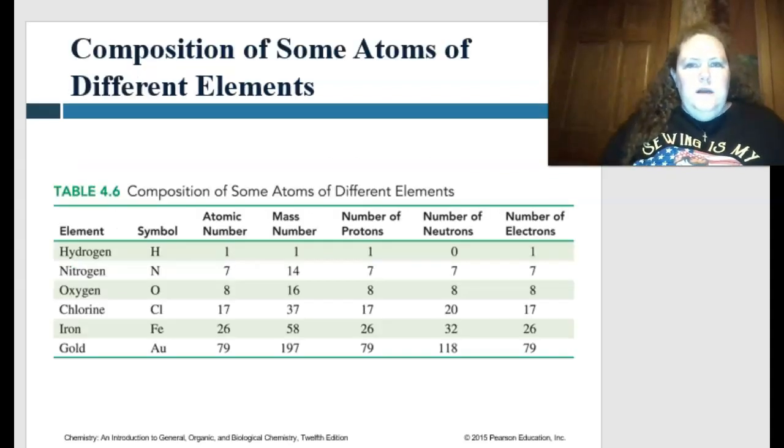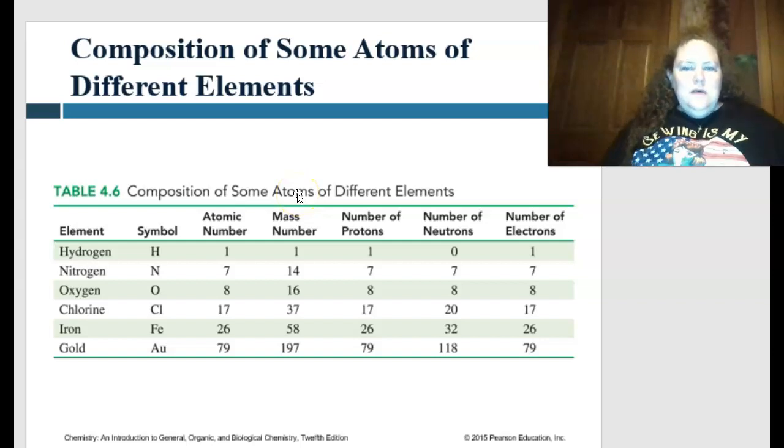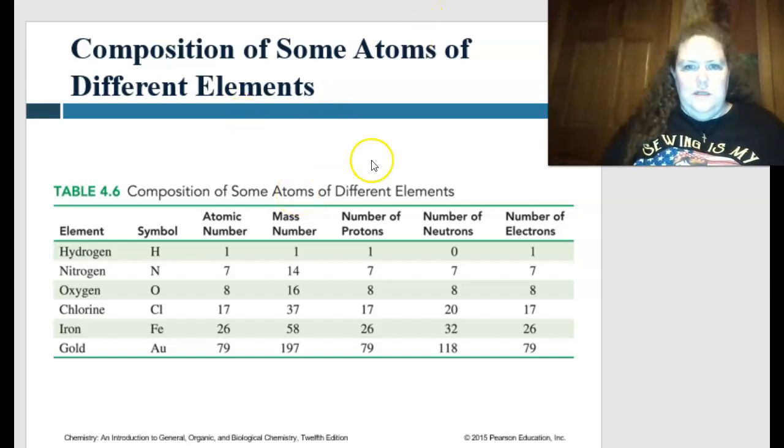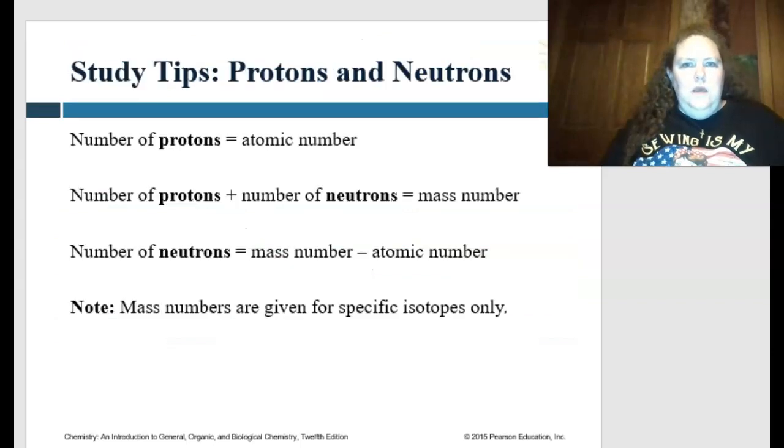Okay, so here are some examples of the composition of atoms of some different elements. Hydrogen, again, has atomic number 1, and mass number 1. So the number of protons would be 1, number of neutrons would be 0, and number of electrons would be 1, because protons and electrons equal each other out. Then you can figure all of these out by atomic number and what we were talking about: adding, subtracting, and equality.